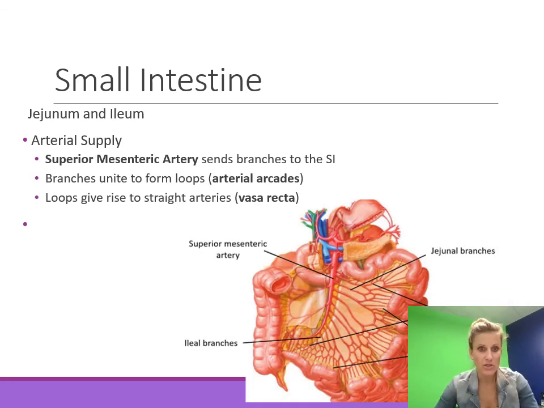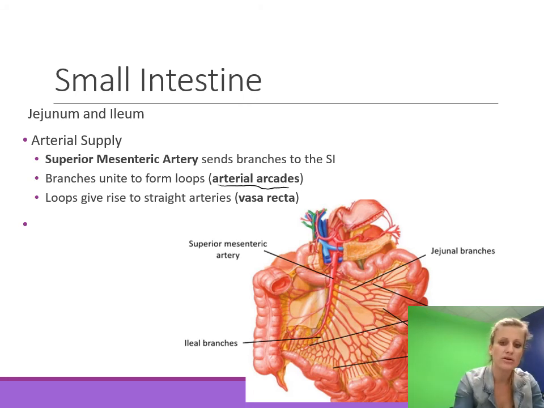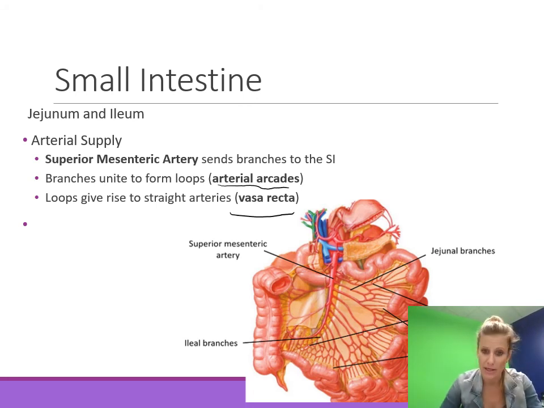Arterial supply to the jejunum and ileum is via the superior mesenteric artery. The superior mesenteric artery sends branches out to all of the rest of the small intestine. Branches unite to form loops that are referred to as arterial arcades. And then we have straight arteries that come off of the loops that are referred to as the vasa recta.